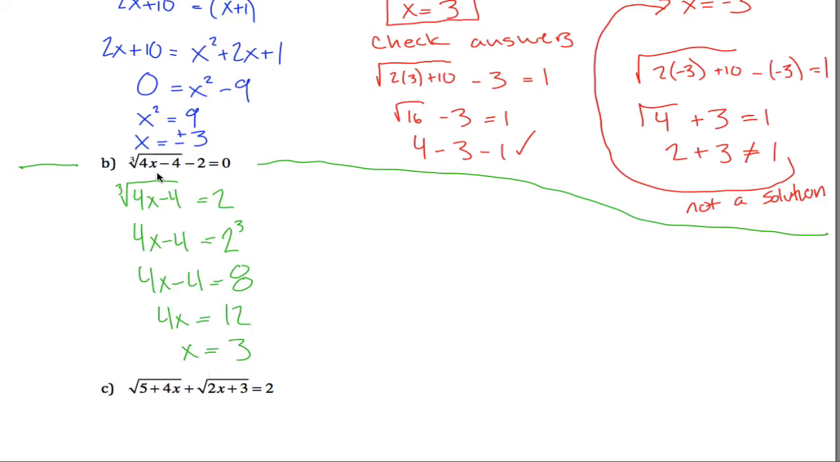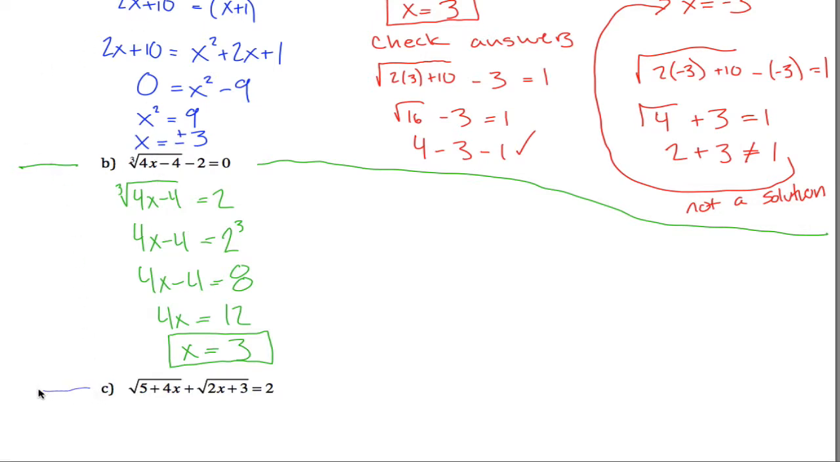You actually don't have to check your answer here because it's a cubed root instead of a square root, but if you feel like it, you can. 4 times 3 is 12. 12 minus 4 is 8. So underneath this cubed root here, I have 8. The cubed root of 8 is 2. 2 minus 2, sure enough, that's 0. But you don't have to check your answer on B here. You do on A.